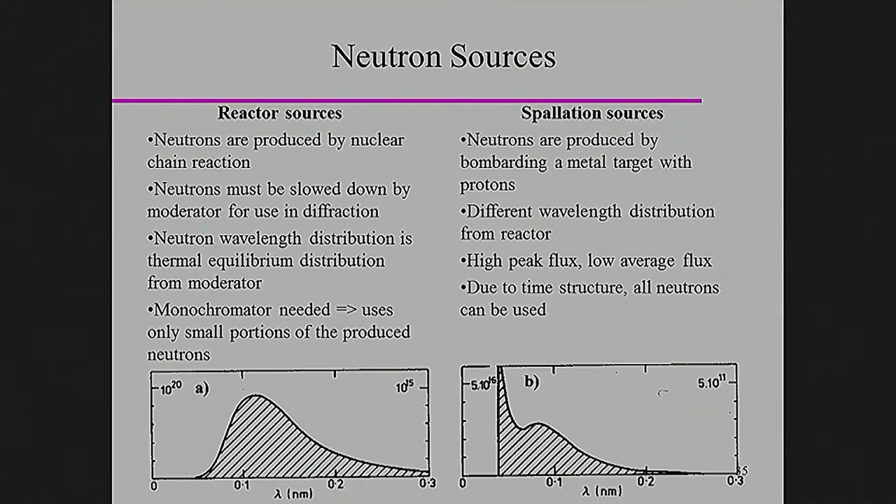Now, I believe you've already heard a little bit about neutron sources. Is that correct? So you have some idea that we have two options for collecting neutron data: reactor sources and spallation sources. How your powder experiment is set up depends on which type of source you're using.